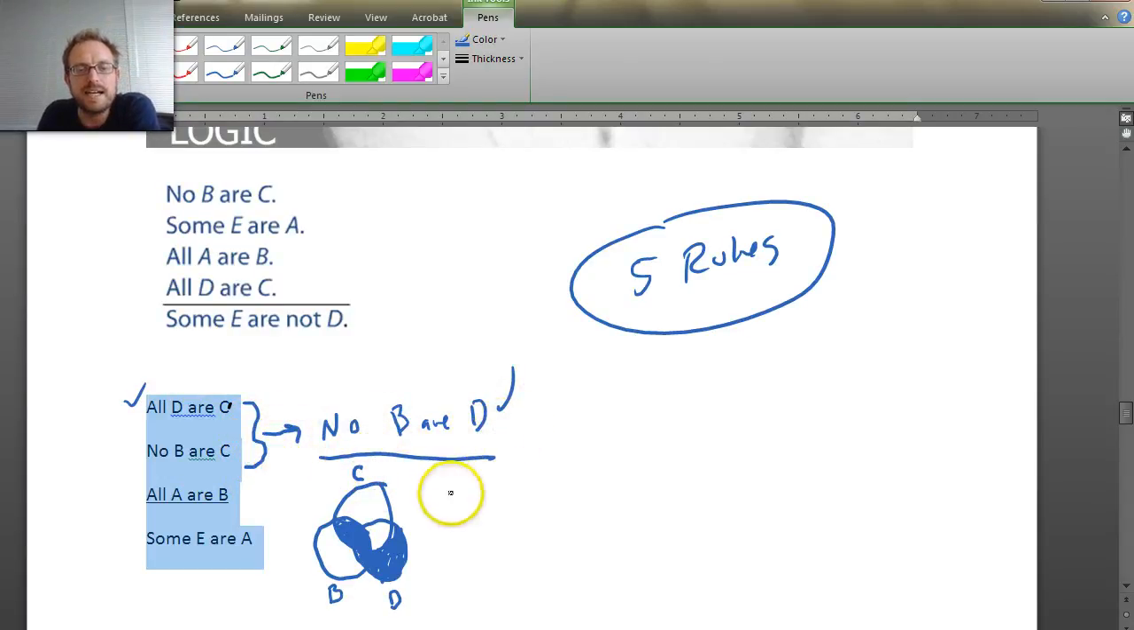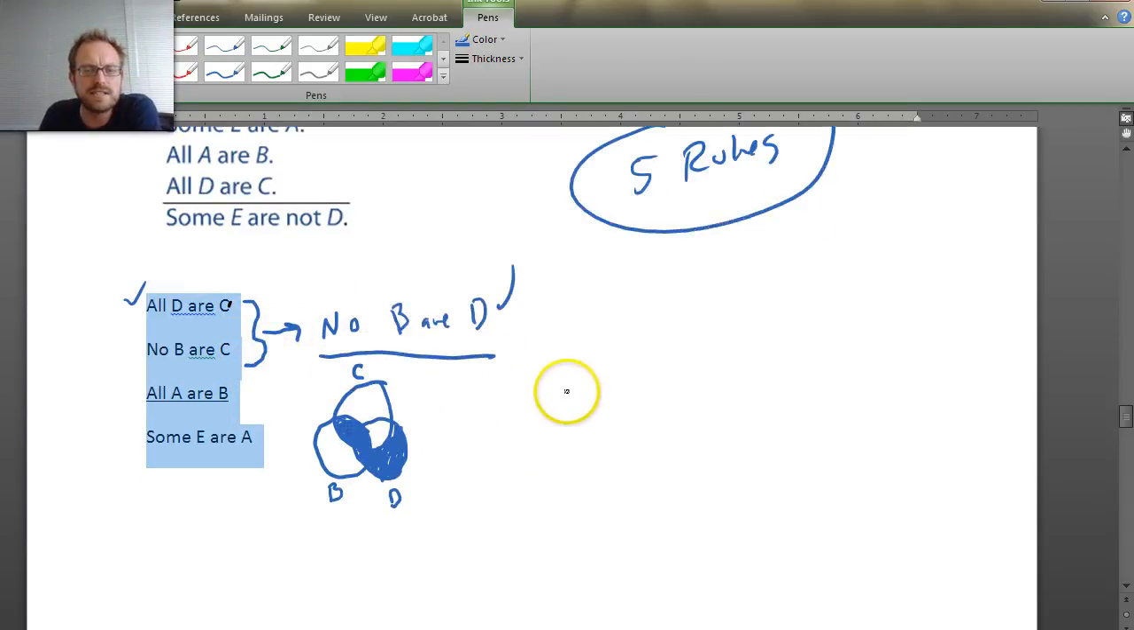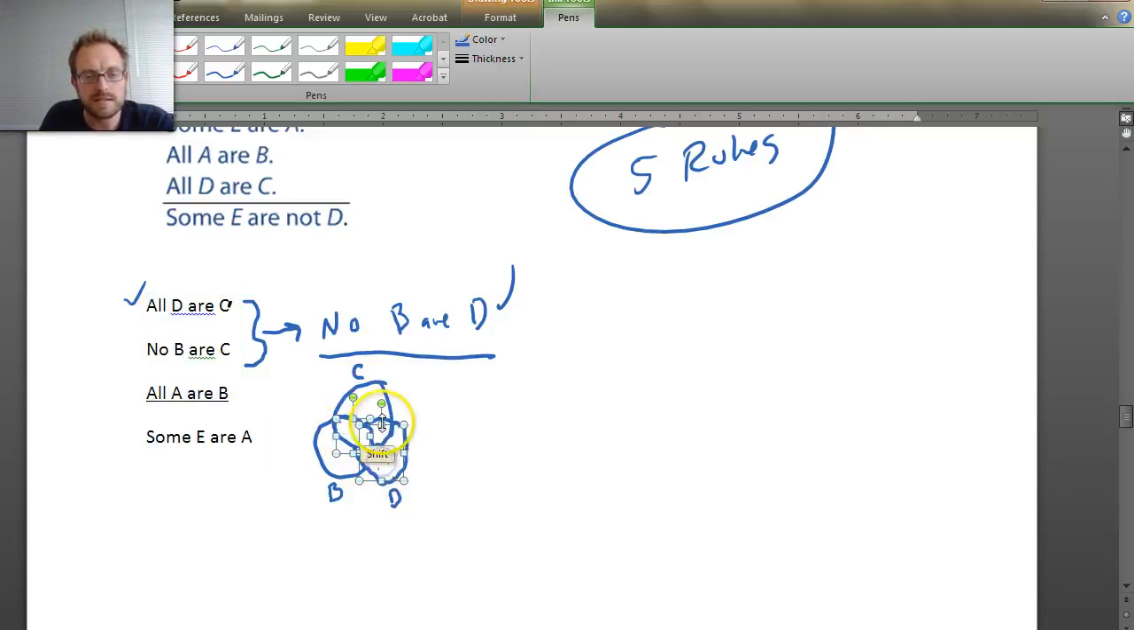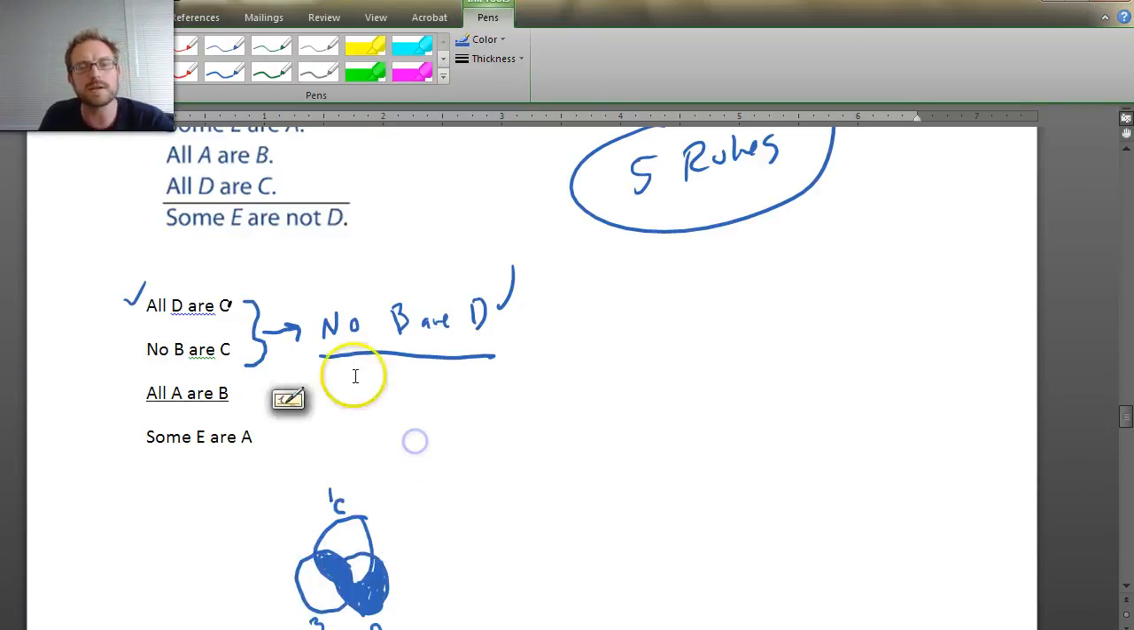Now, I apologize since I'm doing this on the computer, it's a little less neat than I'd like it to be. So that means that the first part of the argument checks out, but guess what? This line here, no B are D, is now going to operate. Let me see if I can select this. This conclusion here is now going to operate. Let's just move this over. There we go. This conclusion now is going to operate as the first premise of the next line.